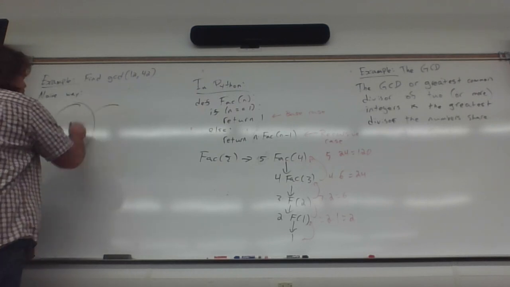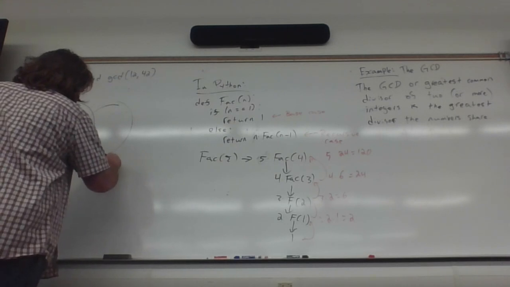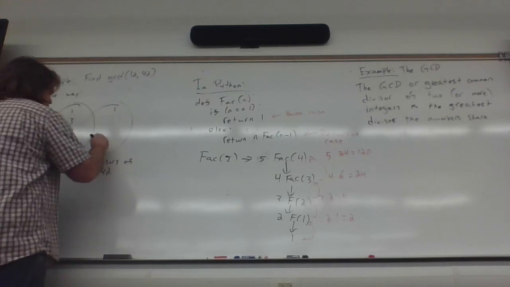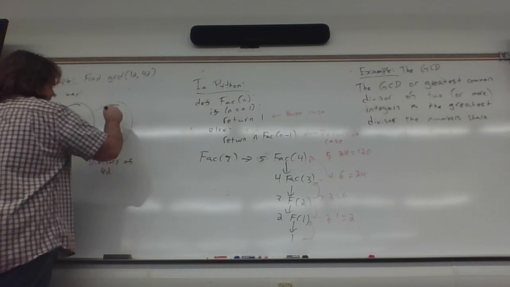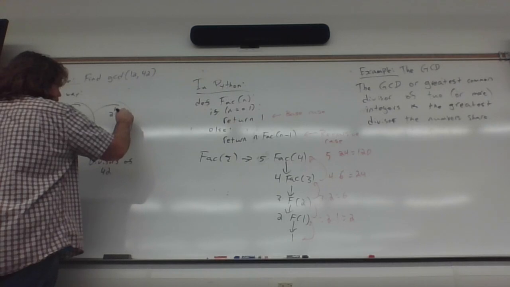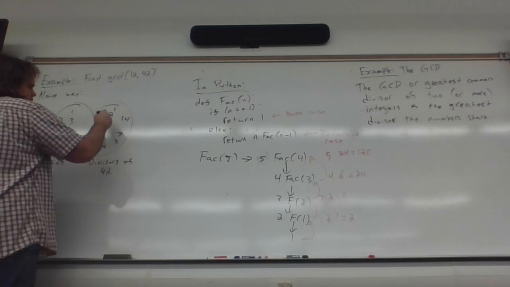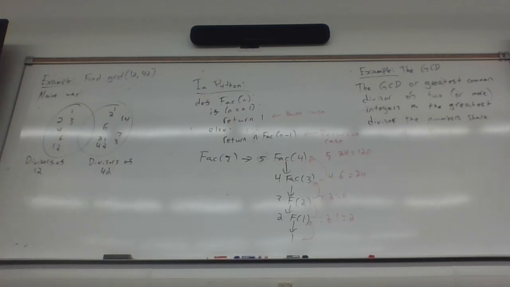So, hey, it's our old friend Venn diagram. This is going to be divisors of 12 and this is divisors of 42. And then we just have to think about what are all the divisors. Well, 1, 2, 3, 4, 6, 12. For 42: 1, 42, 21, 2, 7, 3, so I guess 14, does 14 work? Yeah. Am I missing anything? 6, maybe? Is that one of them? Yeah, 6 is the one I'm missing. So these are the divisors of 42.